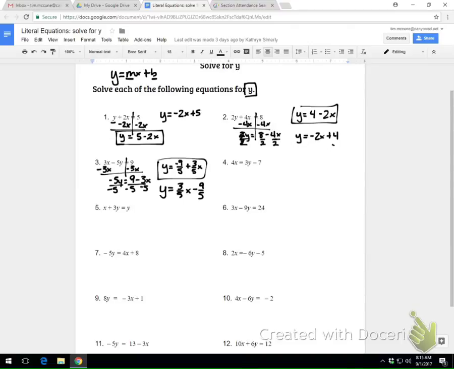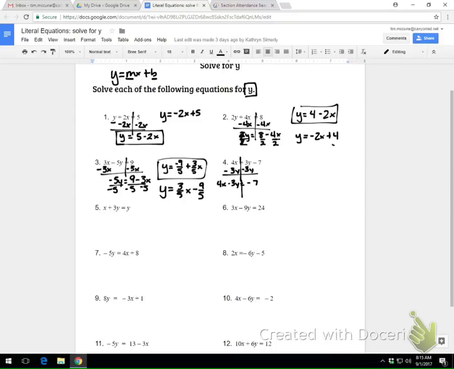So number 4. Now, number 4 is a little different. I got an x on the left and the y on the right. So let's do this. Draw our line. I want that y on the left because I want it y equals. So subtract 3y from each side. That gives me 4x minus 3y equals negative 7.